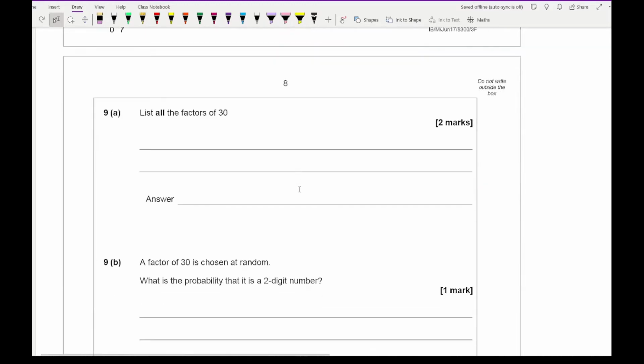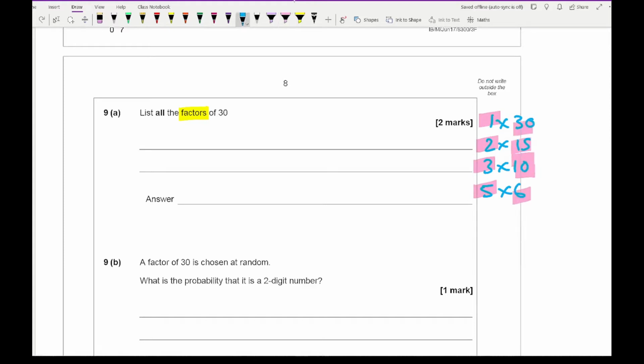So moving on to question 9a, it says list all the factors of 30. Now factors are numbers that you can divide into 30. So a good way of working this out is to think of multiplications with whole numbers that multiply to give you 30. So here we've got 2 times 15, 3 times 10, and I've got 5 times 6. And then your factors are just going to be each of these 8 numbers.